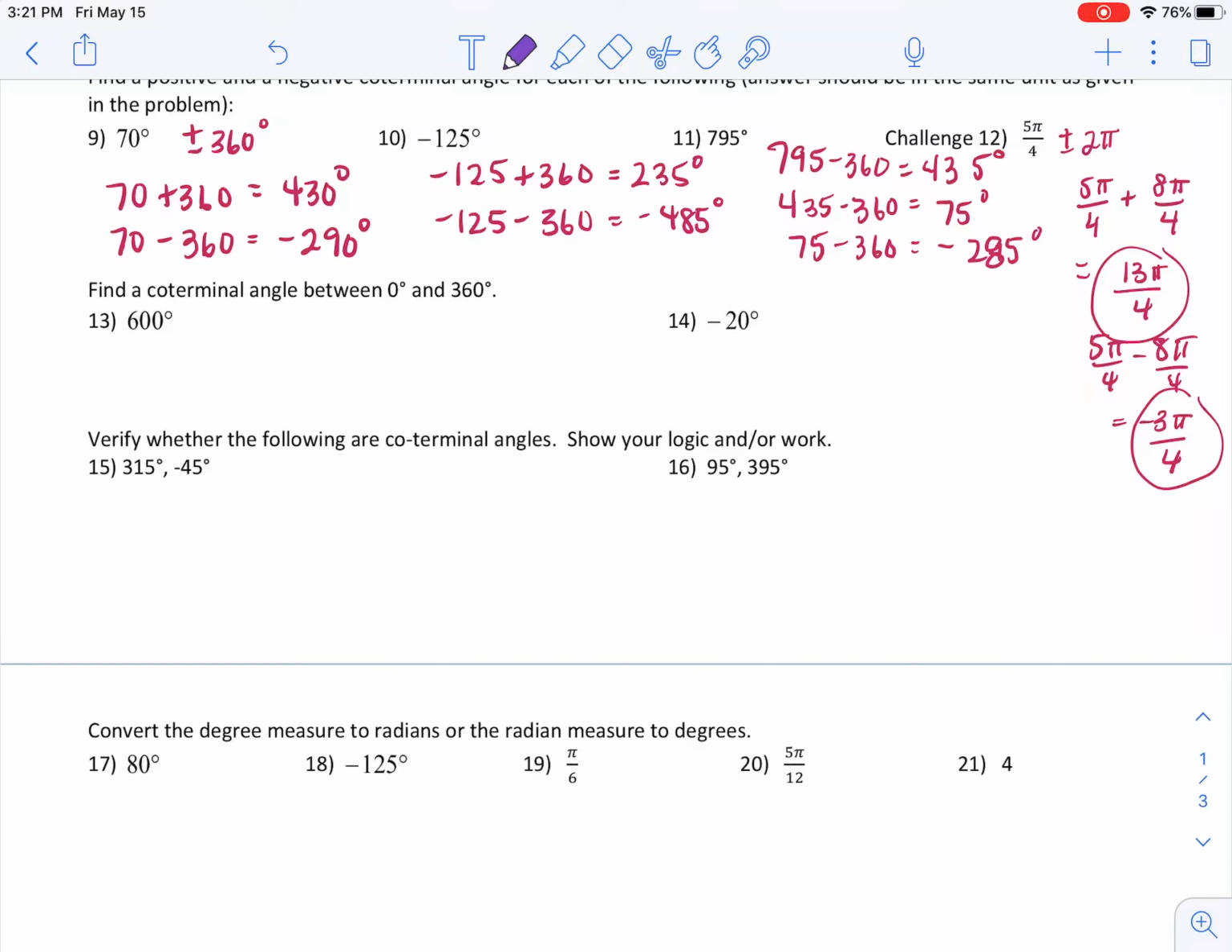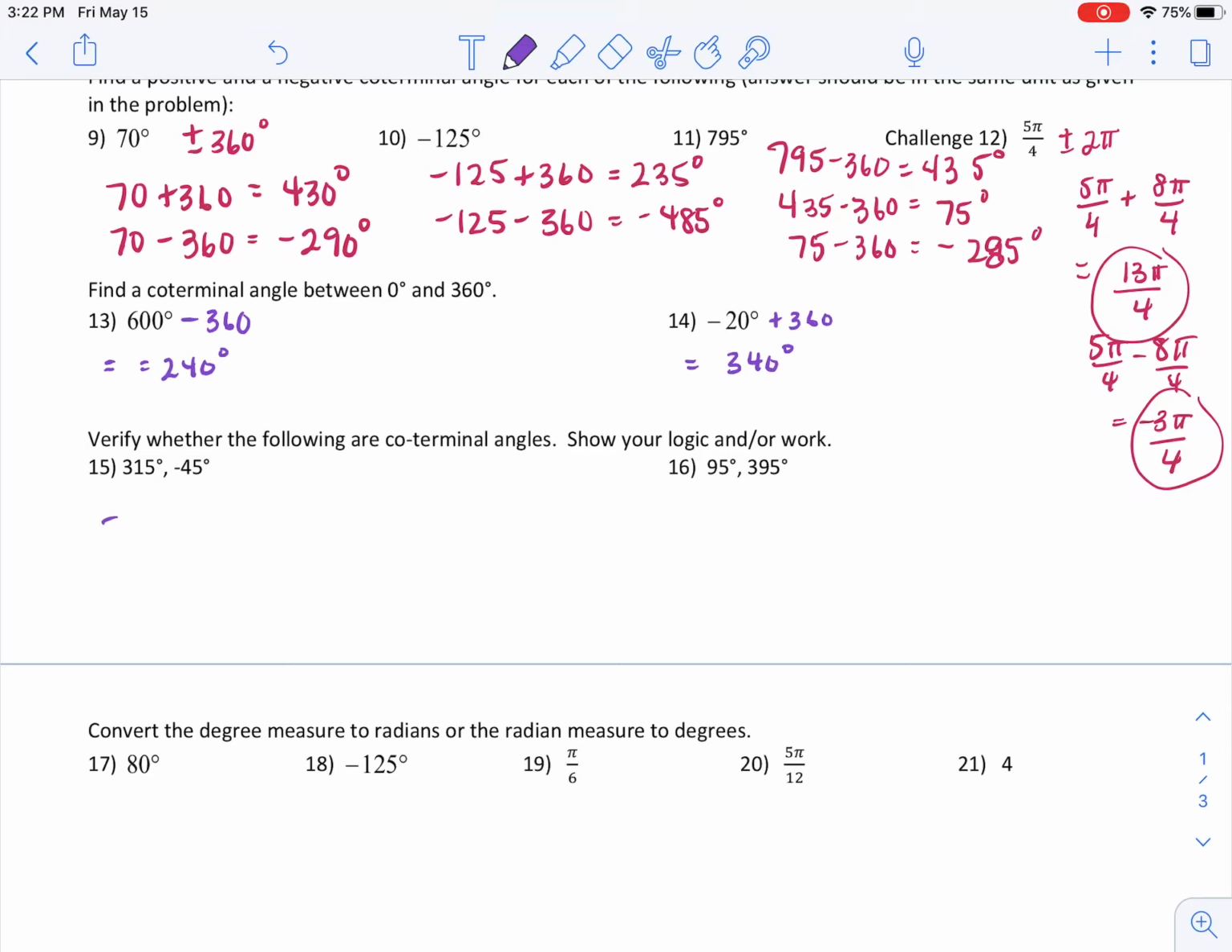All right, let's find some coterminal angles between 0 and 360. Number 13. This is above 360, so I'm going to subtract 360. We're going to get 240 degrees. For number 14, it's already negative, so we need to add 360 to it. That'll be 340 degrees.